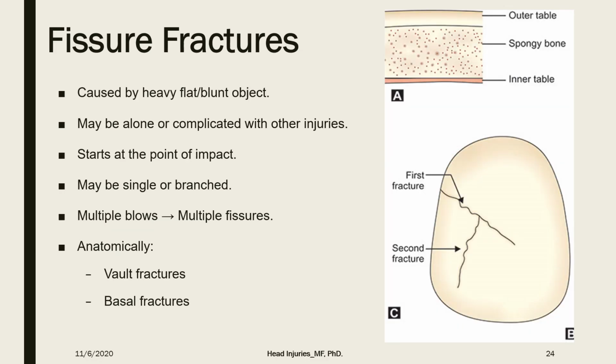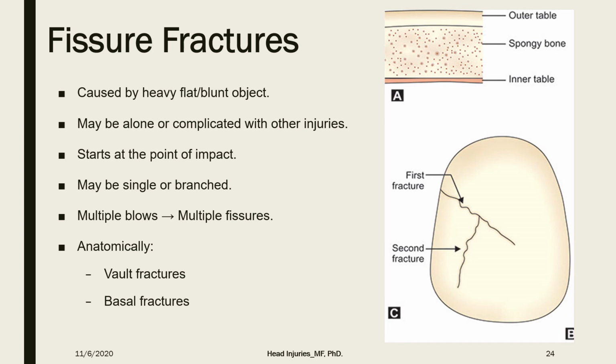The first type is the fissure fracture. Usually, these kinds of fractures are caused by flat, heavy objects. It may occur alone or complicating other types. It starts at a point of the impact and extends in a direction parallel to the line of the force application. Fissures may be branched and may run into sutures, causing their separation.